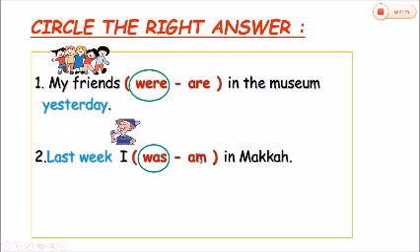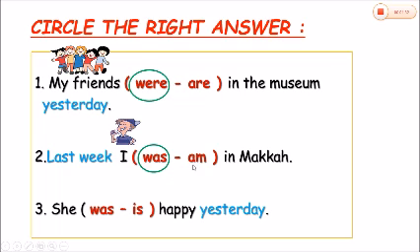We said that am left the house. Number three. She was or is happy yesterday? She was happy. Why didn't we take s? Because we have here yesterday, and s is in the present, but the sentence is in the past. So that's why we take was. She comes with was in the past.